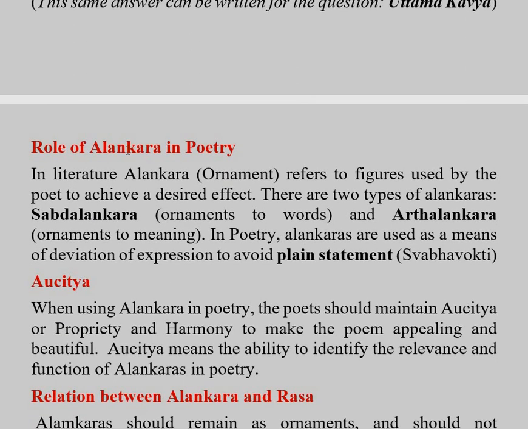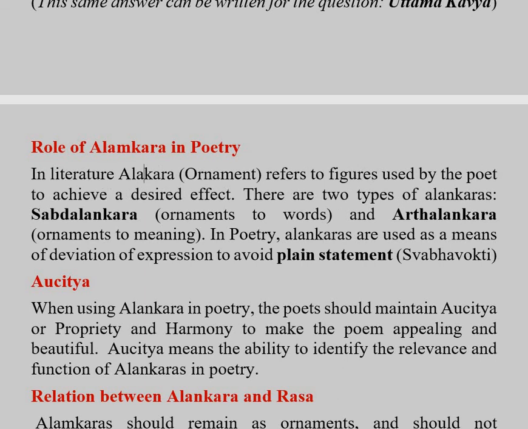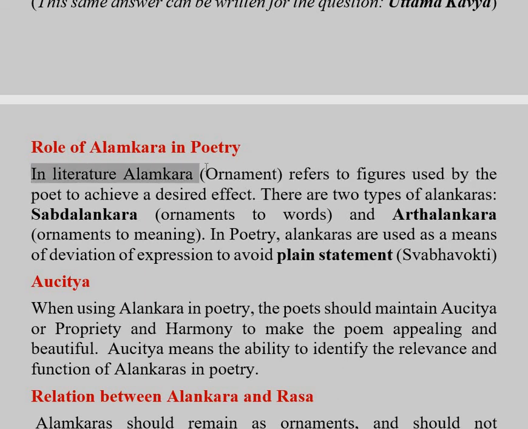Alankara. We have discussed a bit about Alankara in the last class. Alankara means figures of speech, ornaments. In literature, Alankara refers to figures used by the poet to achieve a desired effect. So Alankara can be described as ornaments. If poetry is considered as the body, the ornaments over that body are Alankara.